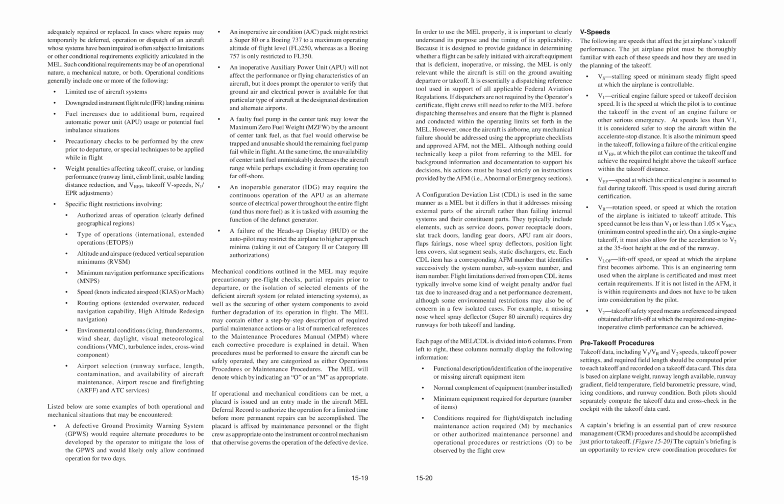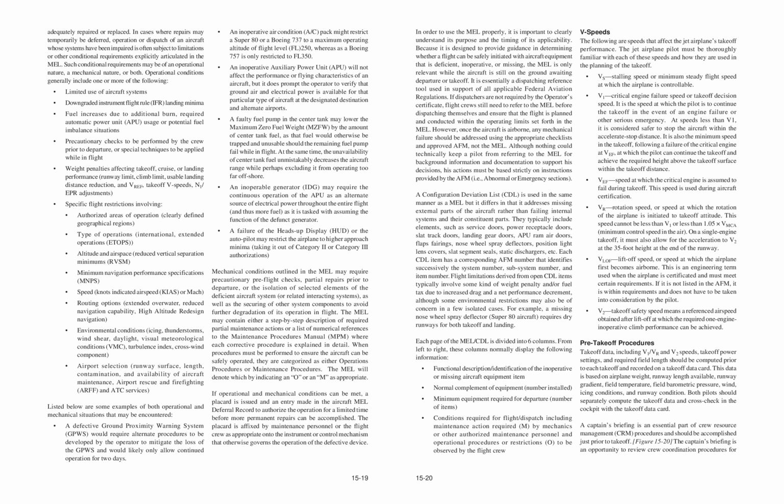A faulty fuel pump in the center tank may lower the maximum zero fuel weight, MZFW, by the amount of center tank fuel, as that fuel would otherwise be trapped and unusable should the remaining fuel pump fail while in flight. At the same time, the unavailability of center tank fuel unmistakably decreases the aircraft range while perhaps excluding it from operating too far offshore. An inoperable generator, IDG, may require the continuous operation of the APU as an alternate source of electrical power throughout the entire flight, and thus more fuel, as it is tasked with assuming the function of the defunct generator.